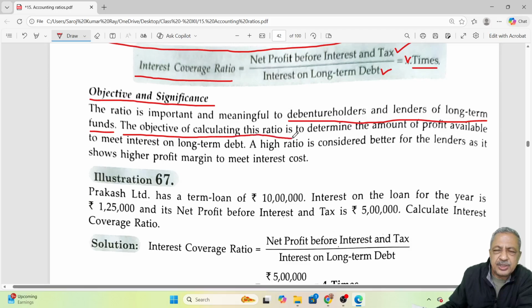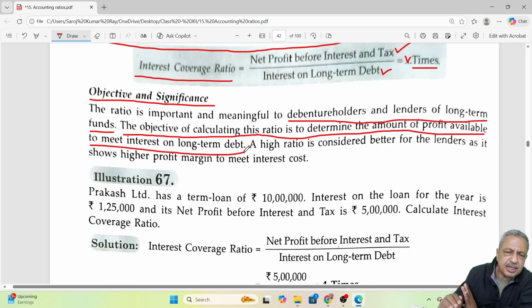calculating this ratio is to determine the amount of a profit available to meet interest on long term debt. ये लॉन्ग टर्म डेट के ऊपर जो इंटरेस्ट है उसको मीट करने के लिए ये इसका ऑब्जेक्टिव होता है कि कितने टाइम्स जो प्रॉफिट है वो इंटरेस्ट को कवर करता है.